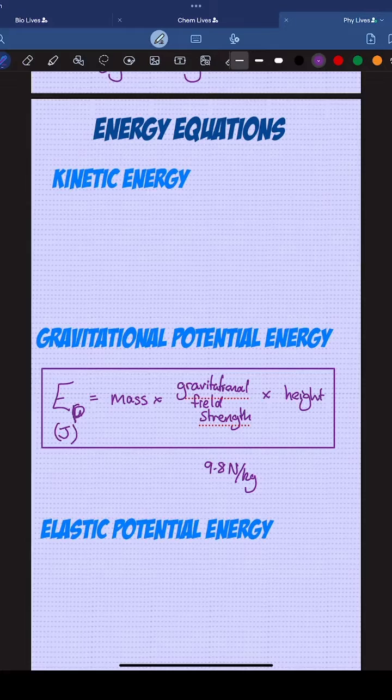The units for these: energy is in joules. Mass is measured in kilograms. Gravitational field strength is measured in newtons per kilogram and height is measured in meters.